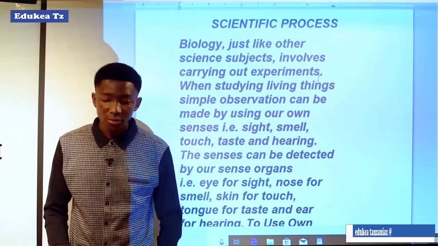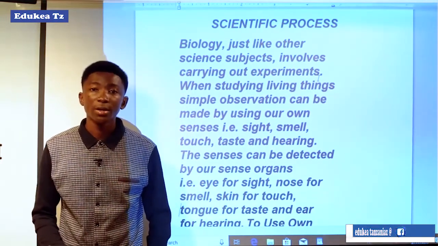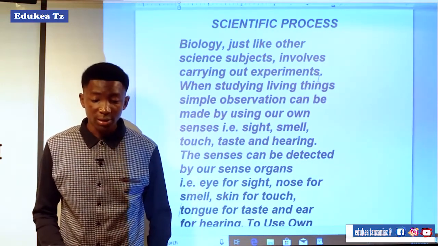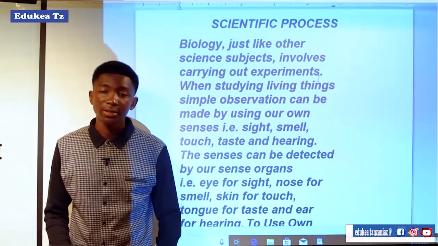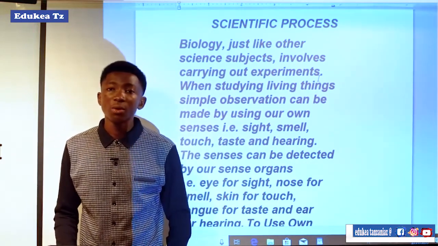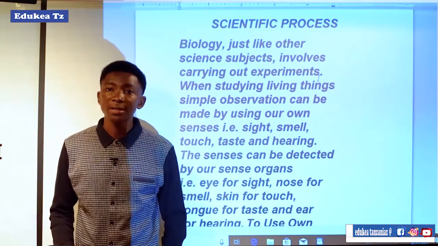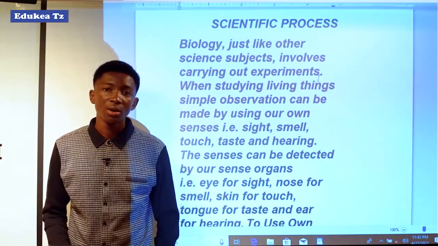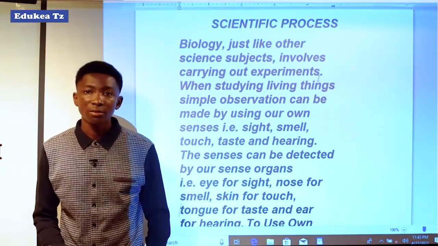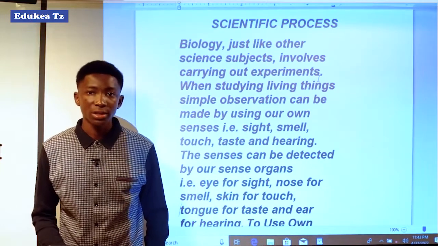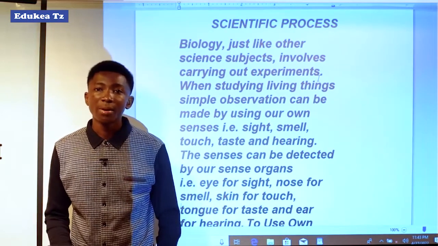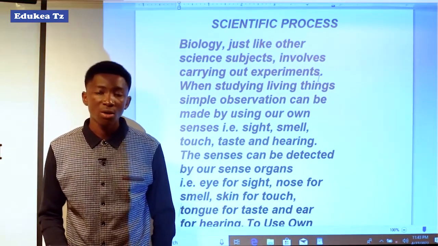Today I introduce you to the scientific process in biology for those studying in Form 1. So we proceed with the introduction to biology, and this is the point of scientific process. As we know, science involves scientific procedures which are sometimes carried out for doing experiments. And we say in science, if something is to be proven, an experiment or practical must be carried out.